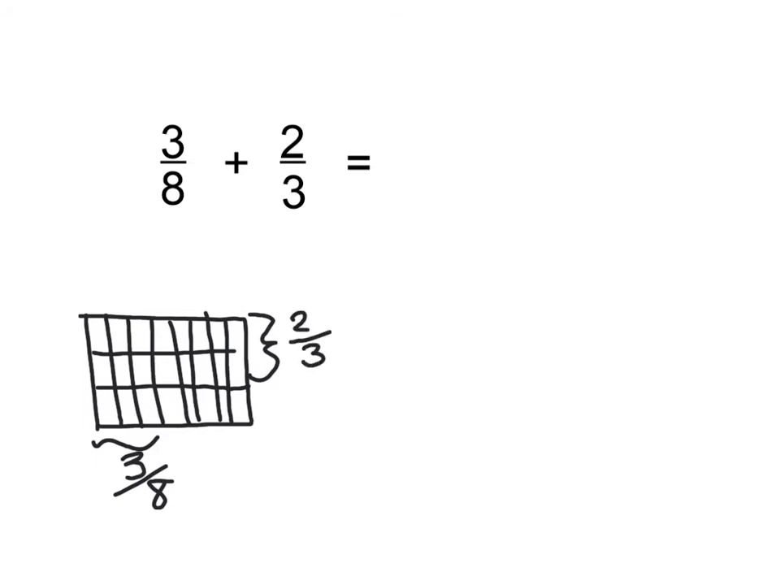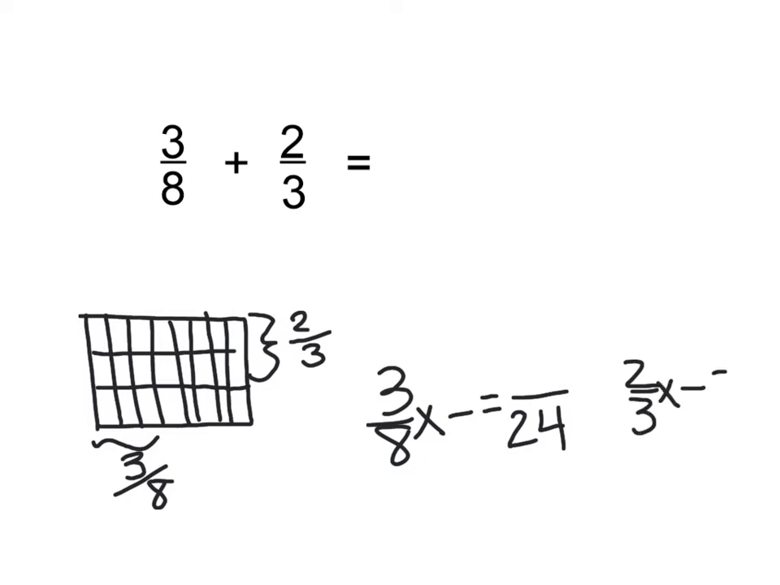So my denominator, in this case, is going to be 1, 2, 3, 4, 5, 6, 7, 8, 9, 10, 11, 12, 13, 14, 15, 16, 17, 18, 19, 20, 21, 22, 23, 24. So my denominator is going to be 24. So 3/8 times a fraction equals something over 24, and 2/3 times a fraction equals something over 24.